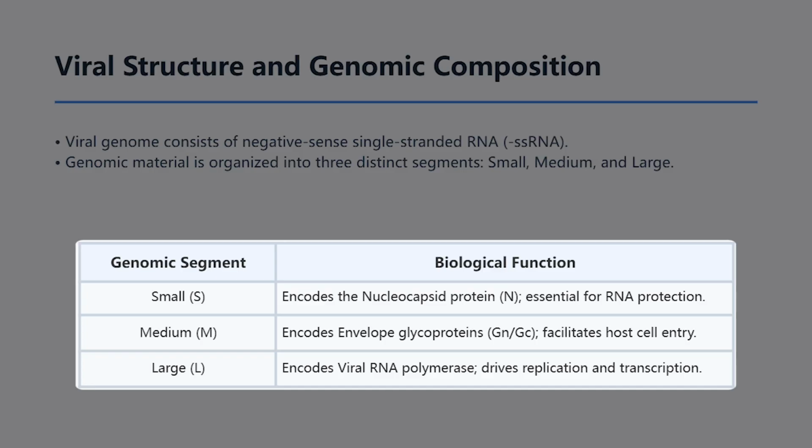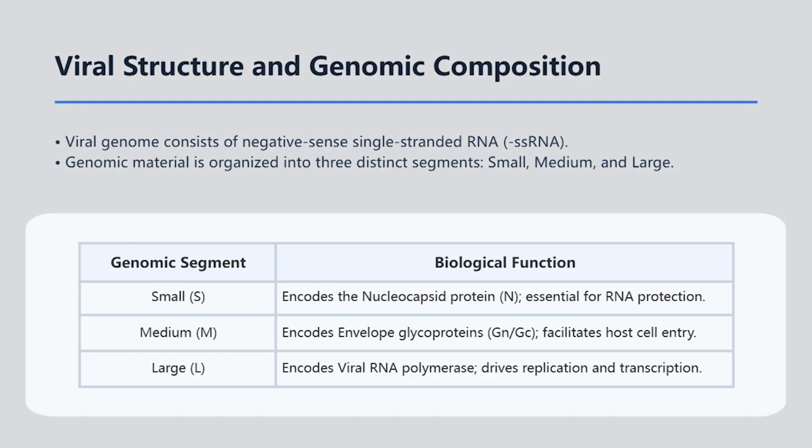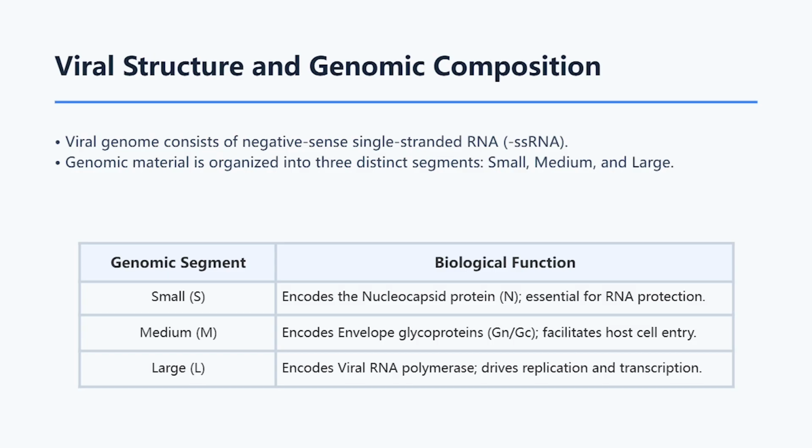The S segment encodes the nucleocapsid, which is the protective protein shell around the RNA. The M segment is responsible for the envelope glycoproteins, which the virus uses to latch onto and enter human cells. Finally, the L segment encodes the viral polymerase, the essential engine the virus uses to copy its own genetic material once inside a host. Now that we've seen what the virus is made of, let's see how it puts these tools to use during an infection.